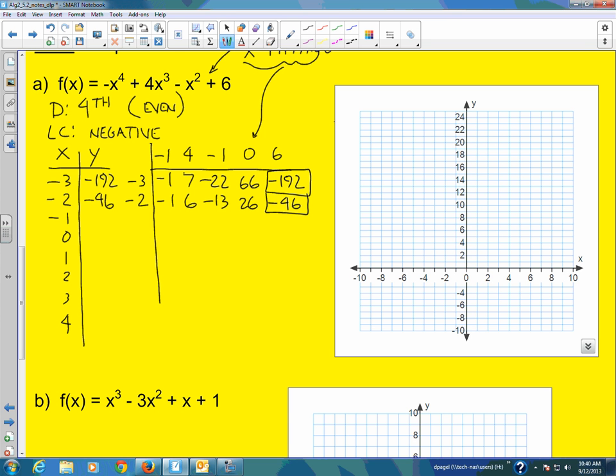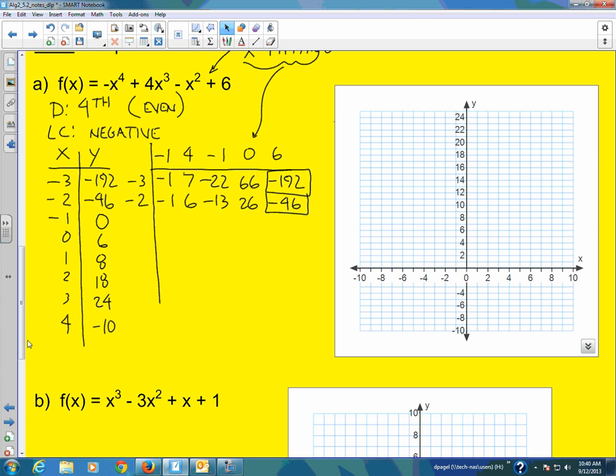And if I kept doing this, I would get the following values for each of these x's: 0, 6, 8, 18, 24, and then finally -10. And I would plot those points. Well, some of them I'm going to plot. I can't plot -192 because my graph scale isn't the right size. So let's start with the ones we know.